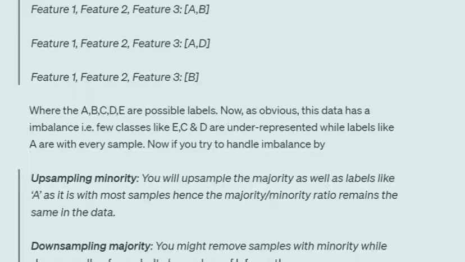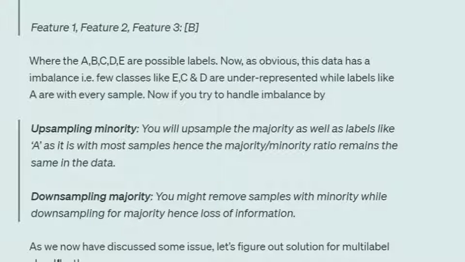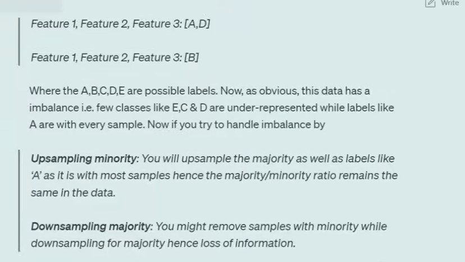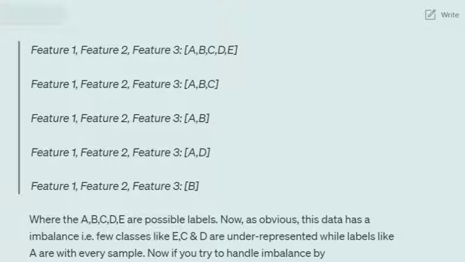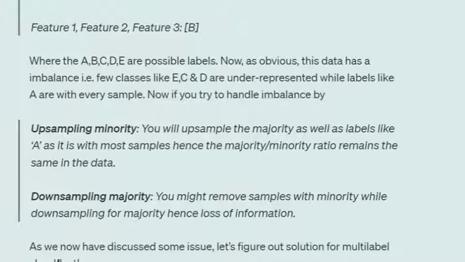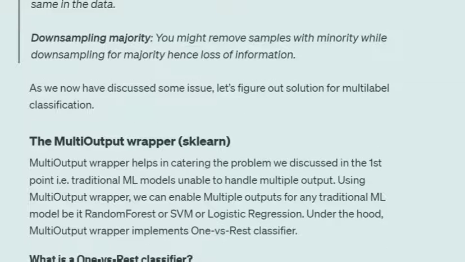If you're trying to downsample the majority, you might be removing the rare class samples also. So in this example, if we go for downsampling for A, you might remove the fourth sample, and D also gets removed. So this is why downsampling and upsampling don't go well with imbalanced data in multi-level classification. So let's try to find out answers for these problems one by one. We might not be able to find answers for everything, but let's get started.